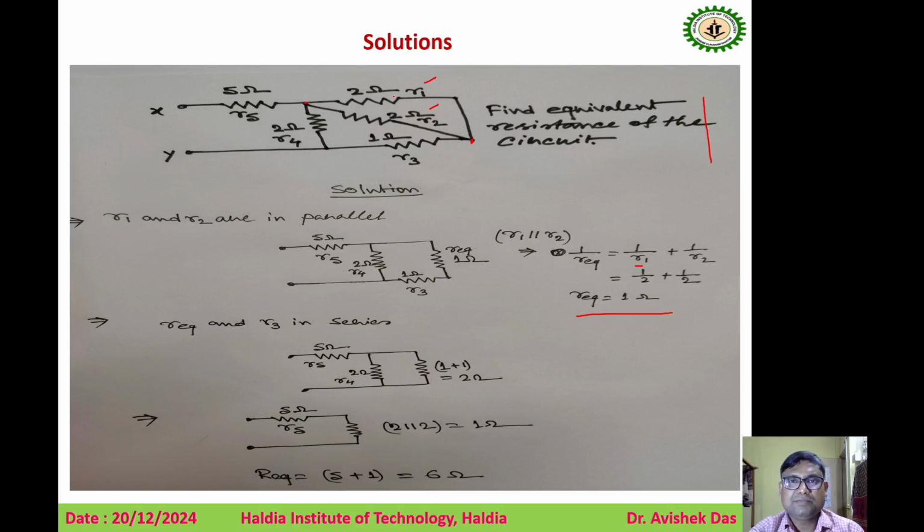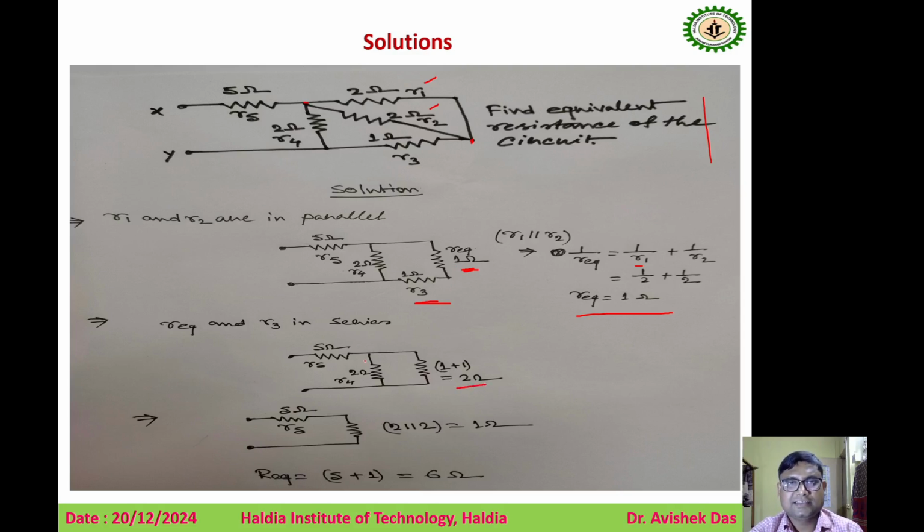So here, in place of R1 and R2, we write its equivalent resistance value. The equivalent resistance value is 1 ohm, right? Next, what is the equivalent resistance here? This 1 ohm resistor and the R3 are connected in series. So what will be its equivalent resistance? Here it is also 1 ohm. The total equivalent resistance will be equal to 2 ohm, right?